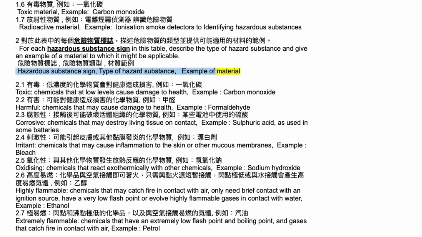Toxic: chemicals that at low levels cause damage to health, example, carbon monoxide. Harmful: chemicals that may cause damage to health, example, formaldehyde. Corrosive: chemicals that may destroy living tissue on contact, example, sulfuric acid as used in some batteries. Irritant: chemicals that may cause inflammation to the skin or other mucous membranes, example, bleach.